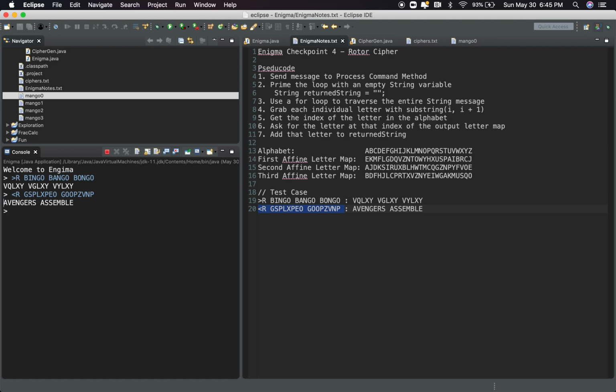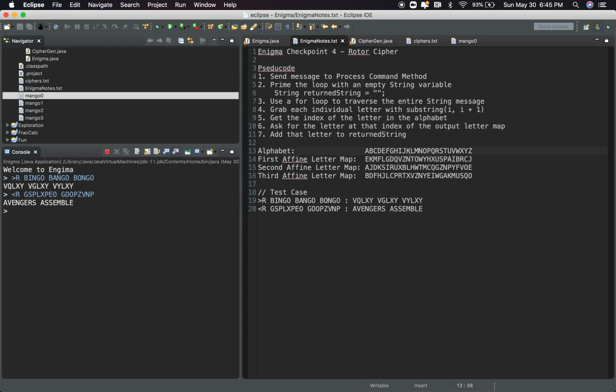So I think it's worth taking the time to look at the alphabet, compare it to the letter maps. How did the B in bingo become a V? Let's talk about that for a second. So what we did, we said, all right, if the input starts as a B, the B from bingo, and I ask, where is B? B is the second letter of the alphabet. It's index 1. Who's in that position in the first letter map? And it's a K. So the input into the first map was a B. The output was a K.